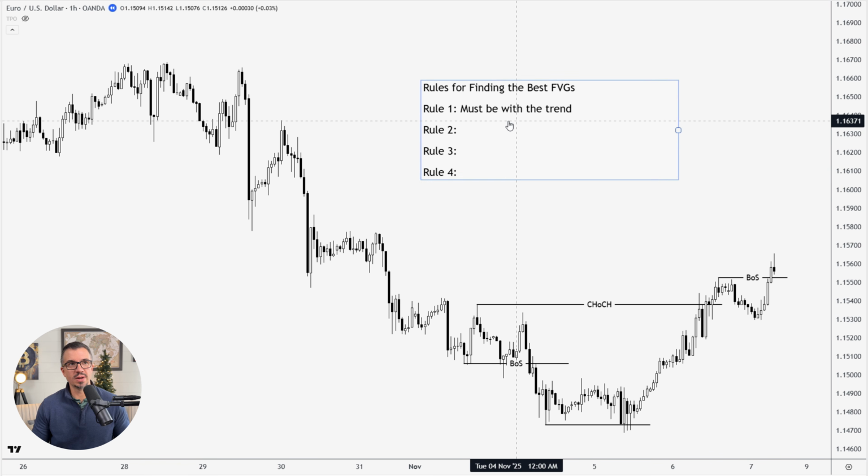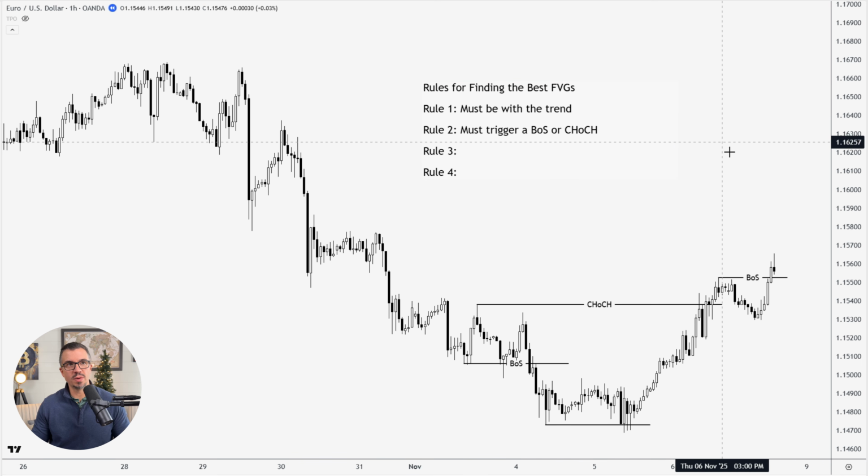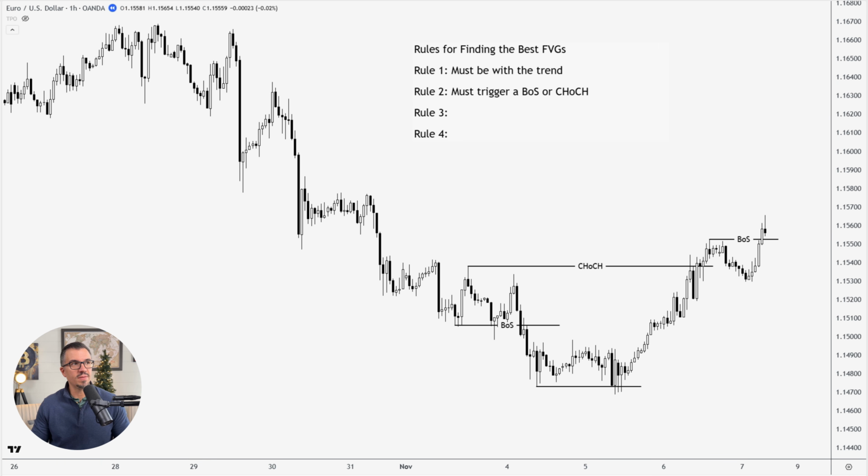This is important too, because this is our second rule for trading FVG. It must be with the trend, and it must also be before a break of structure or change of character. So we're going to say it must trigger a BOS, or change of character. That's also important because otherwise, if you are trading FVGs that form without that break of structure or without the change of character, you are trading internal FVGs, and that's not what we want. We want to trade after a break like this or after a breakdown like this if this trend had continued.